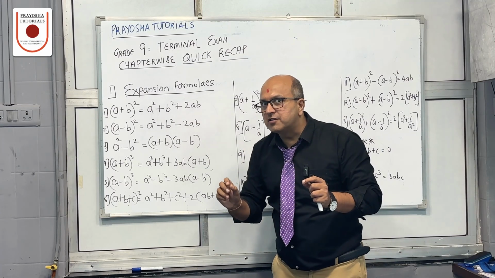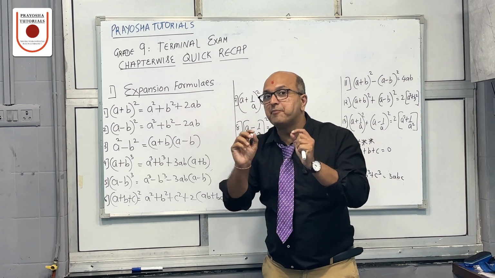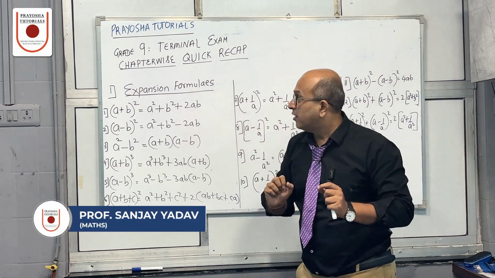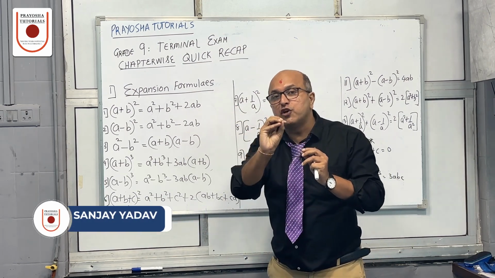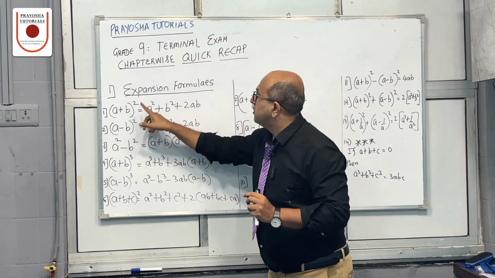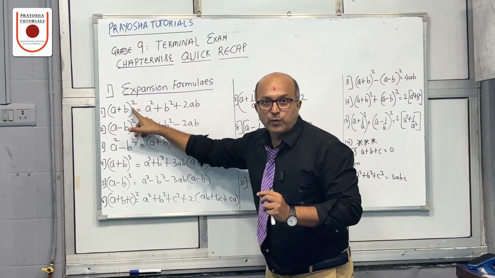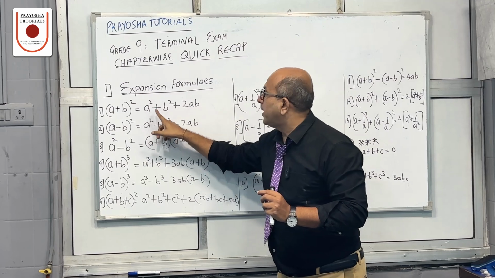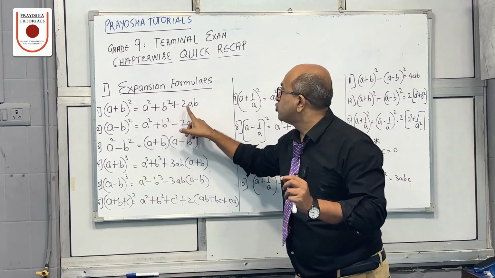Dear ninth graders, now you know this is the most important phase of our terminal exam. So let's start some revision of expansion formula. Important chapter, expansion. (a plus b) the whole square is equal to a square plus b square plus 2ab.